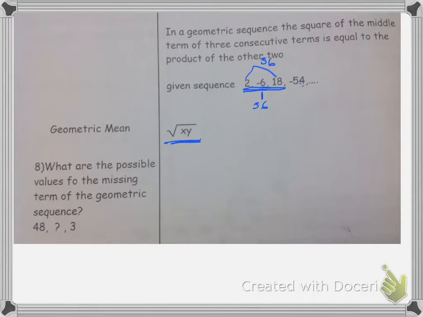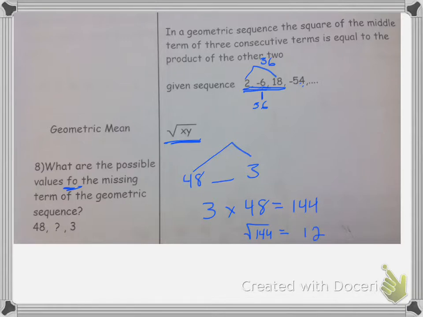So for this one, what are possible values? This should say of the missing term of the geometric sequence. Okay, not for, it should say of. So what are the possible values of the missing term for the geometric sequence? I have 48, then I don't know, and then 3. Well, to find what that term is, I'm going to multiply 3 times 48, and that's going to equal 144. And then to take the square root of that, it's going to be 12.